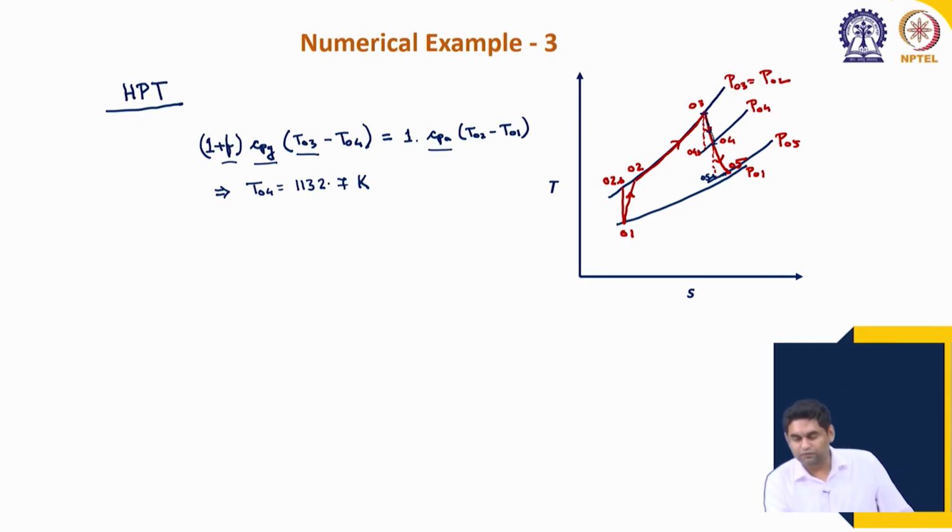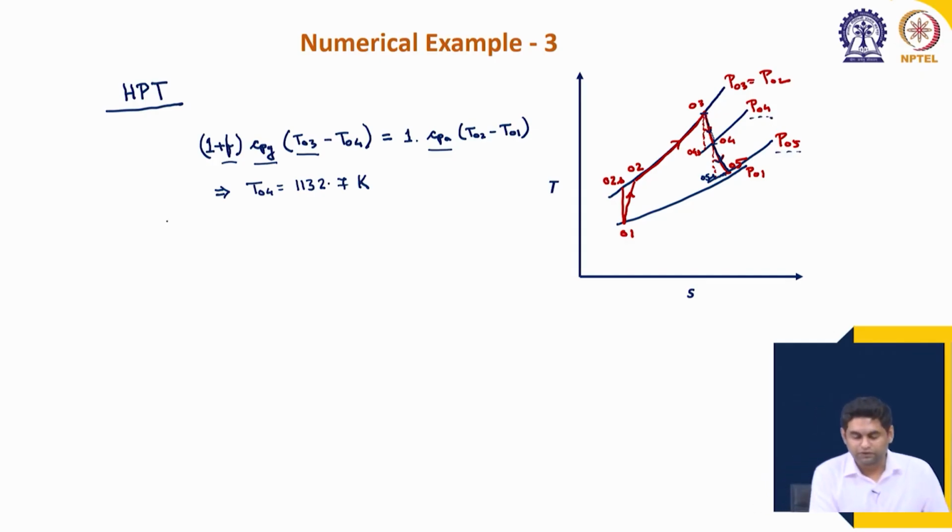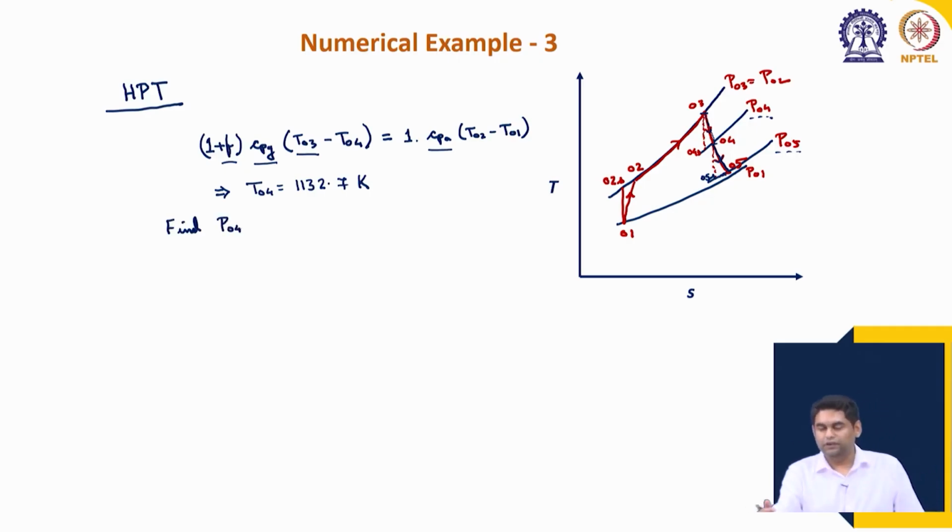Next step, of course, we want to find T05, but finding T05 is slightly tricky, because we already know T04, but we also want to know the pressure ratio from 04 to 05. Now, P05 is given, but P04 is not known. So, first we have to find P04, okay, that is the next step. How will we find P04? Actual state is known, but isentropic state is not known. So, first we will find the isentropic temperature. Isentropic temperature will give us the pressure ratio, because we can use the isentropic relation.